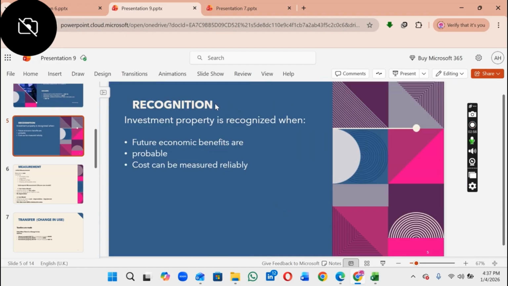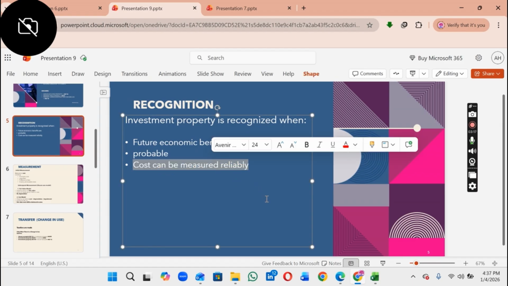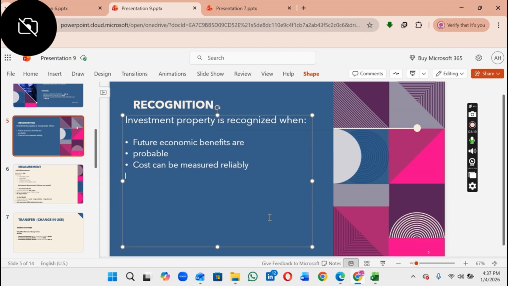Now, here we have the recognition criteria. Investment property is recognized when future economic benefits are probable. What does it mean? There is more than 50% chance that our asset will bring future economic benefit, and the cost can be measured reliably. Reliably means with reasonable accuracy, objective and verifiable evidence.